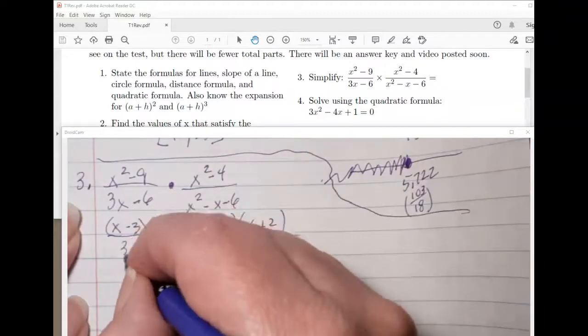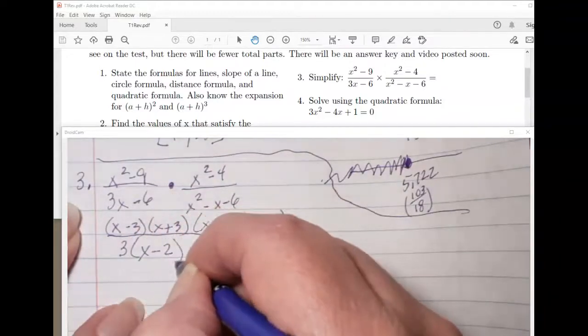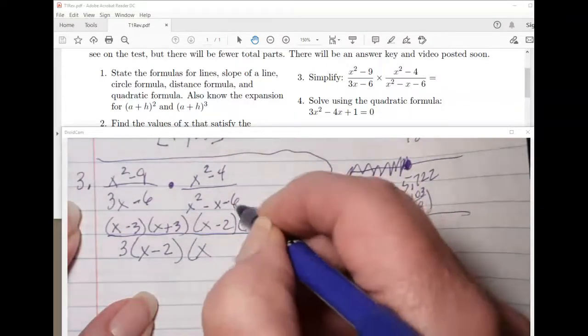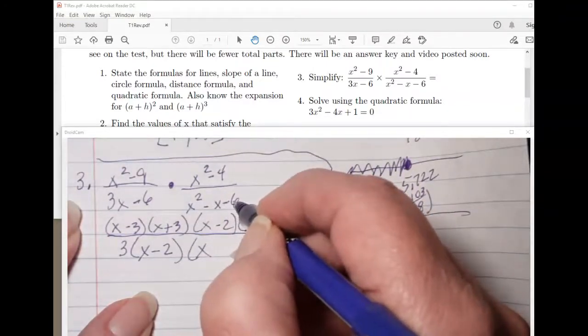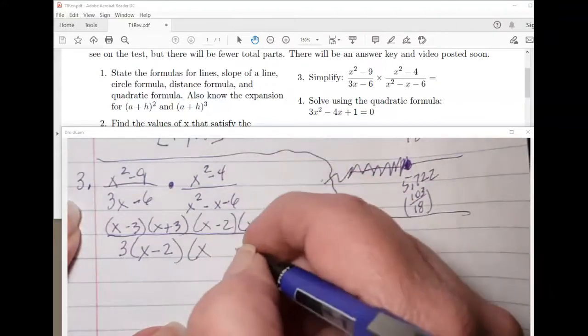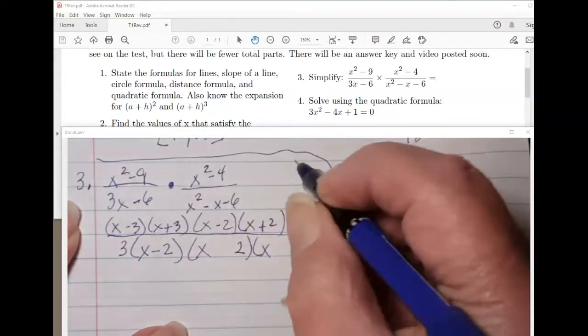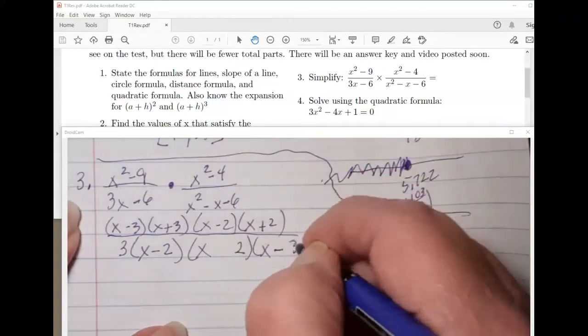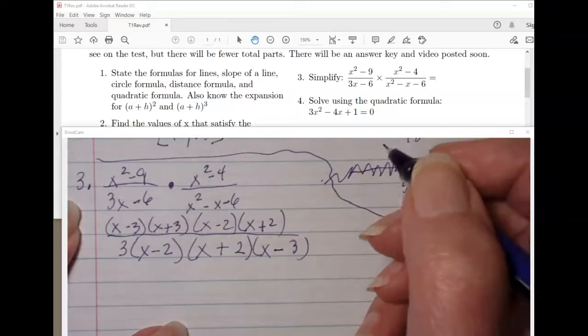This one has a 3 that comes out. And this one factors as x and x. Factors of 6, 2 or 3 or 1 or 6, that subtract to be 1, that would be 2 or 3. Since it's subtraction, the signs are different. The largest sign is negative, so the 3 will be negative and the other one will be positive.